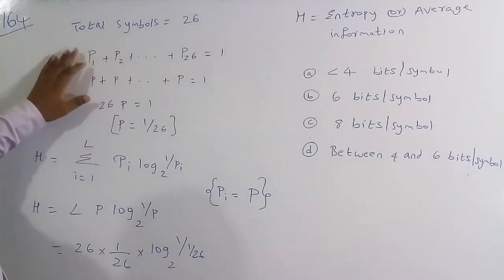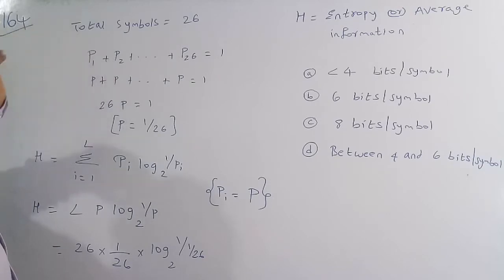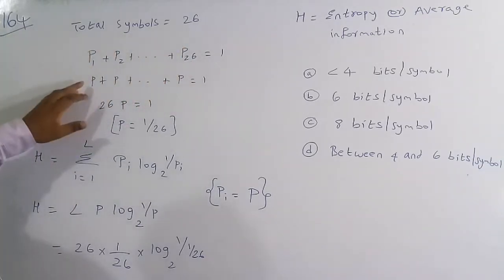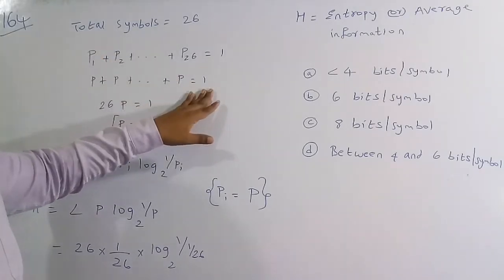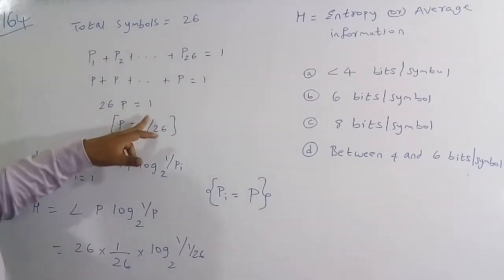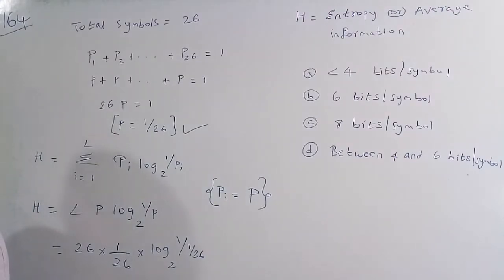In this question they are given that each signal or each message or each symbol has the same probability. So I am going to assume all these values are equal to P. So P plus P up to 26 times we have to do the addition, which is equal to 1. So we can write 26 P is equal to 1. So therefore P is equal to 1 by 26. So we can say each symbol has a probability of 1 by 26.